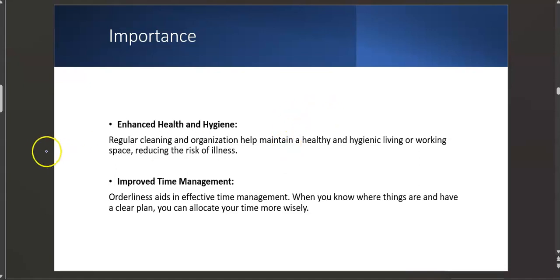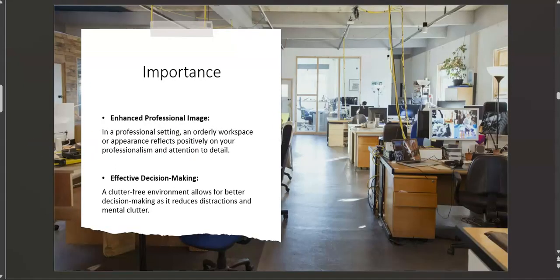So class, you see, there are very many importance of being an orderly person. Another importance is enhanced professional image. Now this you will understand when you've grown up, okay? So when you grow up, most of you, if I was to ask you, what do you want to be when you grow up? You know what you want to be, right?